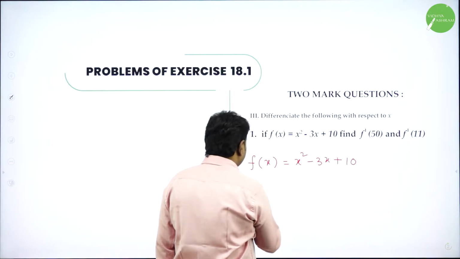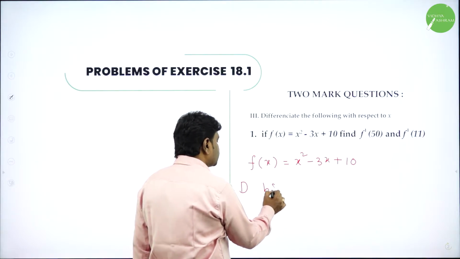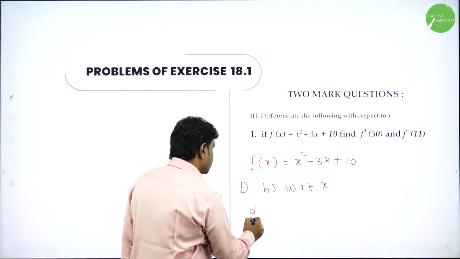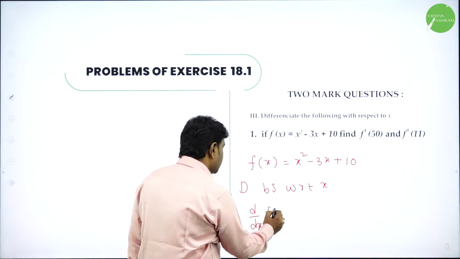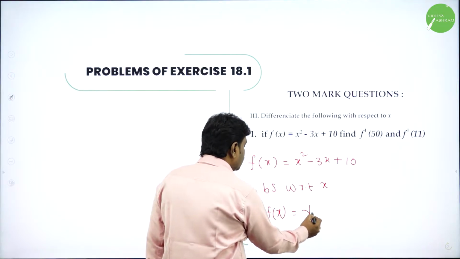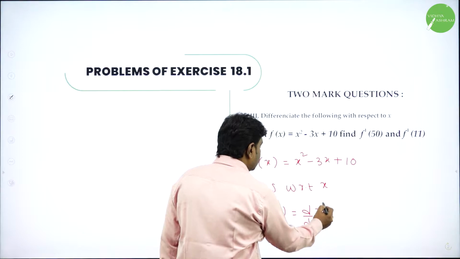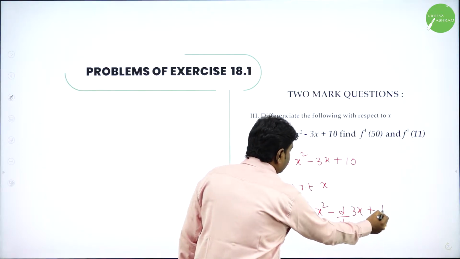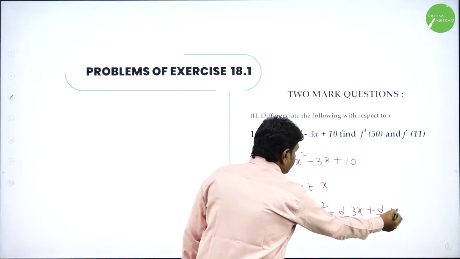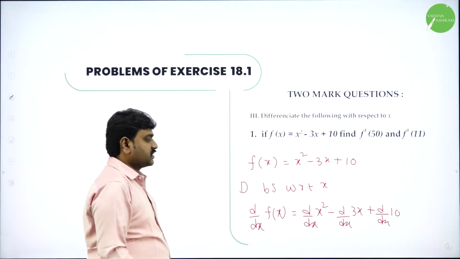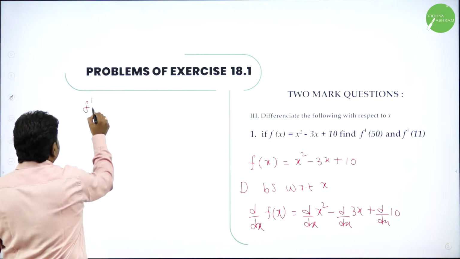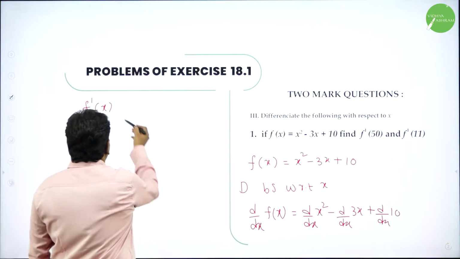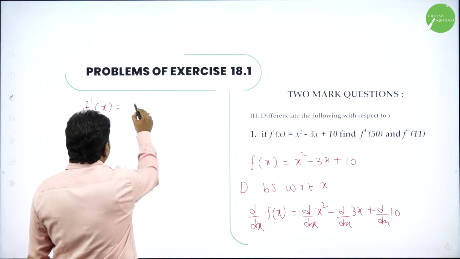Now we'll differentiate both sides with respect to x. When you differentiate both sides with respect to x, LHS becomes d by dx of f of x, which is equal to d by dx of x square minus d by dx of 3x plus d by dx of 10. So each term we differentiated. LHS d by dx of f of x. D by dx of f of x is f dash x. So f dash x is equal to d by dx of x square, which is 2x.